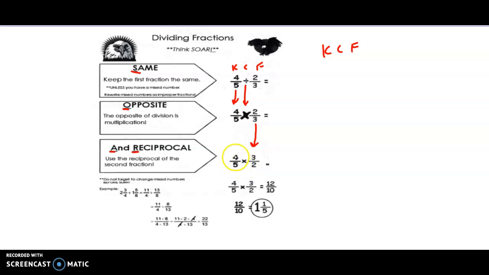And then you multiply straight across. 4 times 3 is 12. 5 times 2 is 10. Simplify. Now you could have simplified with the 4 and the 2, cross simplifying, and you would have still gotten the same answer. All right, go ahead and pause and write this in your notebook.